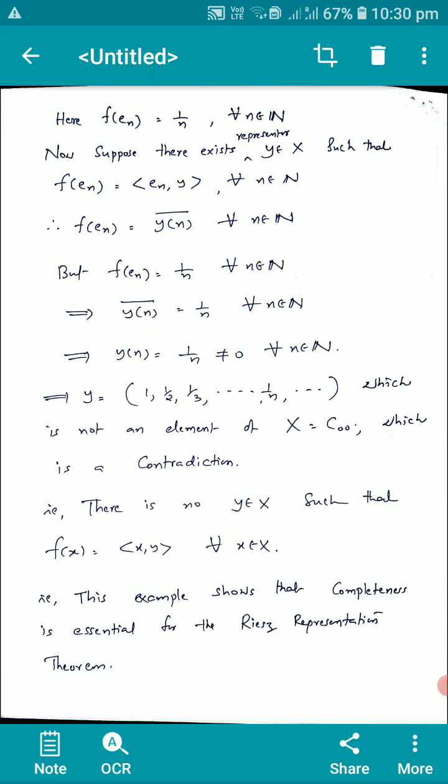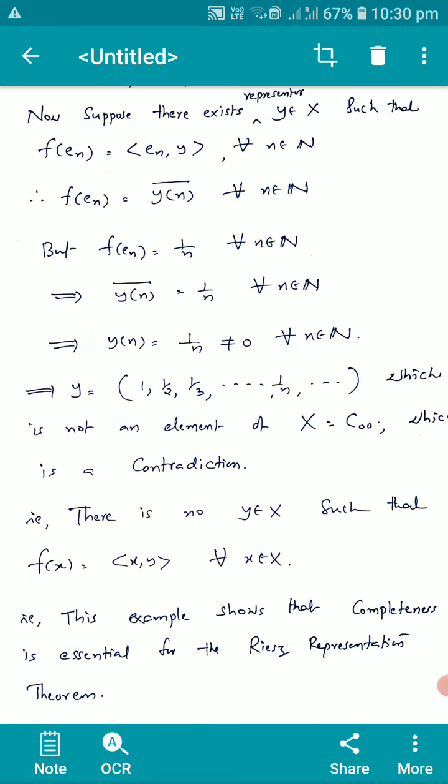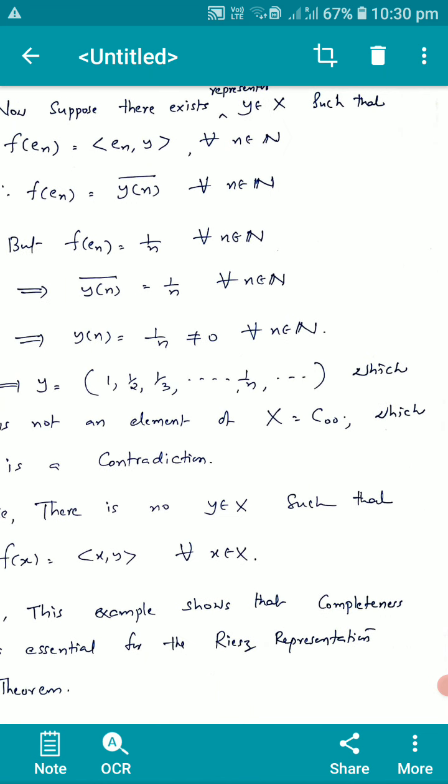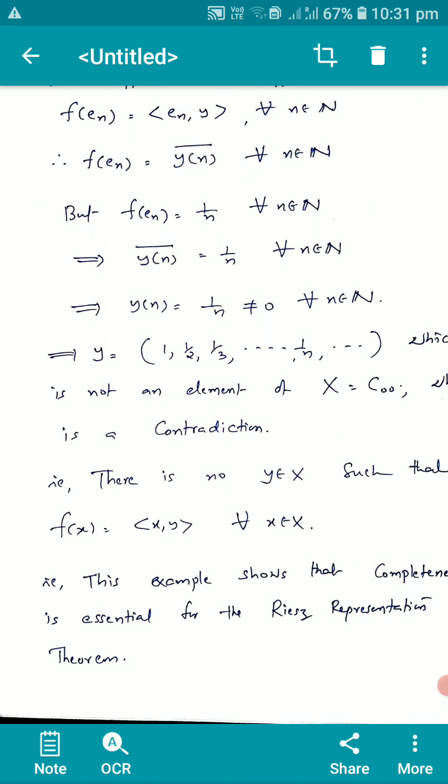Now suppose there exists, if possible, a representer y in X such that f of e_n equals the inner product of e_n and y for all n in N. So what is f of e_n? It is y_n bar for all n in N. But actually f of e_n is 1 by n, so y_n bar is 1 by n for all n in N, or y_n is 1 by n. 1 by n cannot be equal to 0 for all n in N. It implies y equals 1, 1 by 2, 1 by 3, and so on, 1 by n, etc., which is not an element of X equal to c_00, which is a contradiction to our argument.